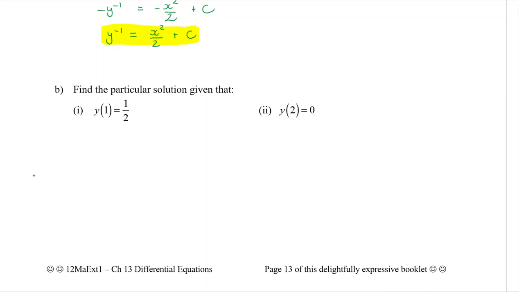Find the particular solution given that y of 1 is equal to a half. Okay, so we're subbing it in and we get half to the power of -1, since I'm just keeping my yellow equation there, is equal to x squared, which is just 1 squared over 2 plus c.